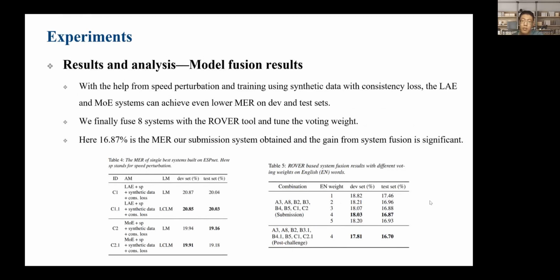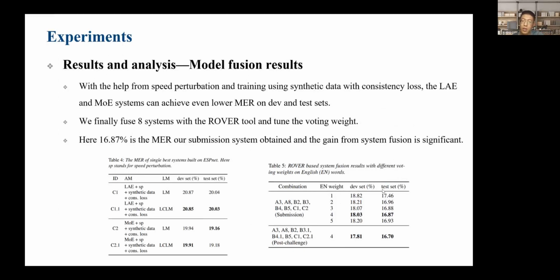We first examine the best single system before system fusion, and the results are reported in Table 4. Here, ESPnet is used for model training. With the help of speed perturbation and training using synthetic data with consistency loss, the LE and MoE system can achieve even lower MER on dev and test sets.